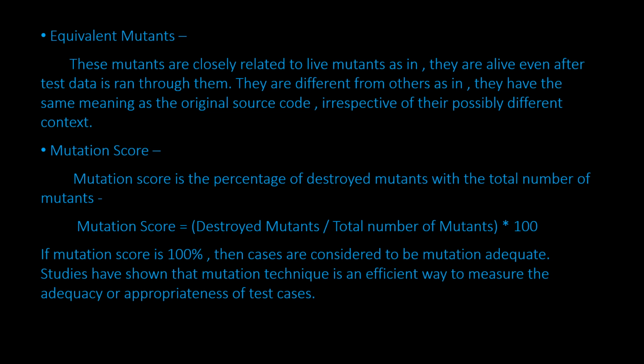Mutation score. Mutation score is the percentage of destroyed mutants with the total number of mutants. Mutation score is equal to destroyed mutants divided by total number of mutants times 100. If mutation score is 100%, then cases are considered to be mutation adequate. Studies have shown that the mutation technique is an efficient way to measure the adequacy or appropriateness of test cases.